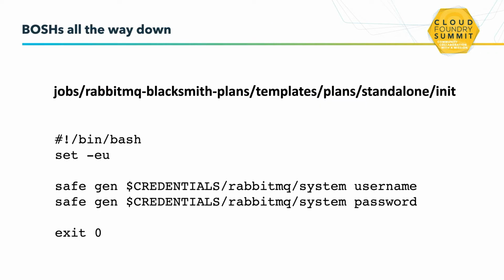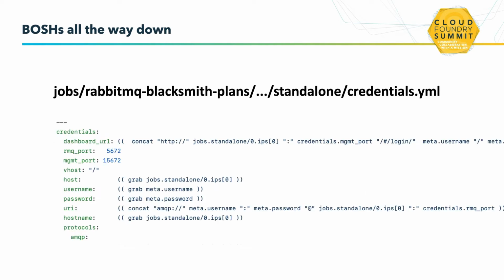Inside the forges, there is an initialization script. So for RabbitMQ, we generate a username and a password. These get stored in the vault and merged into the manifest when BOSH creates the deployment. Later on, when Cloud Foundry wants to bind with the instance, we process a credentials.yaml file which explains how to generate the environment variables needed by the application.